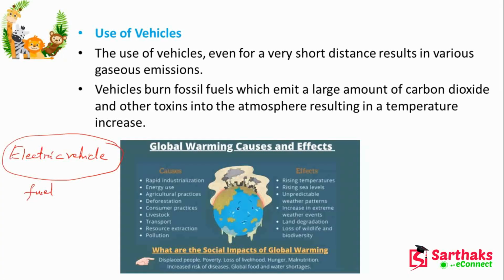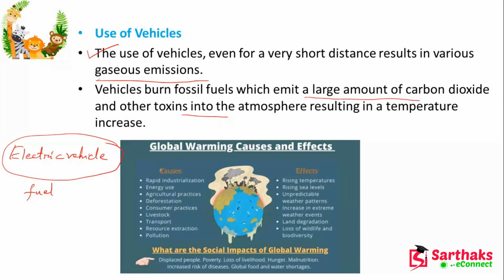But whatever, at that time, trains were also running with the help of coal. And now we have electricity generation plants where we are using coal. Coal is a carbon material, and carbon dioxide will be released at that time. So with the use of vehicles, for very short distances or long distances, gaseous emissions will be there, and they emit a large amount of carbon dioxide and other toxins into the atmosphere, which results in a temperature increase.